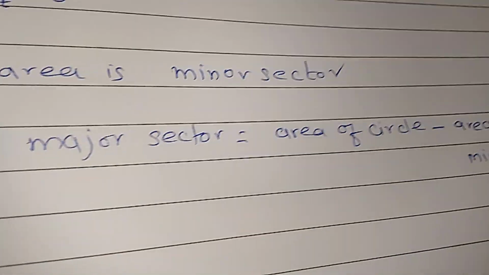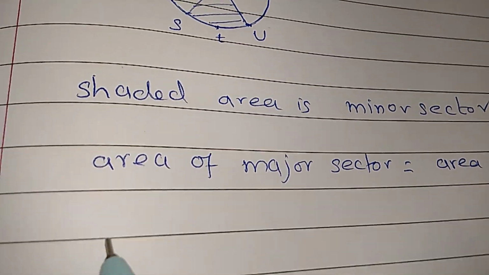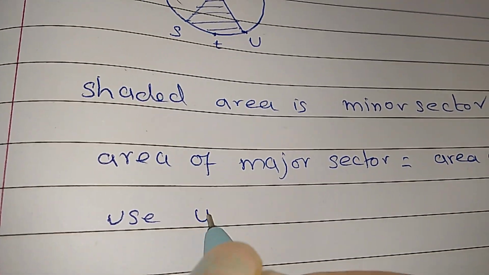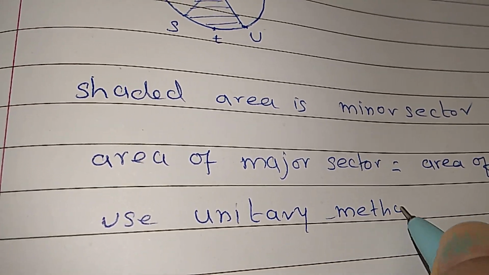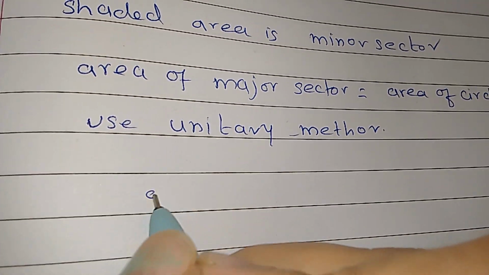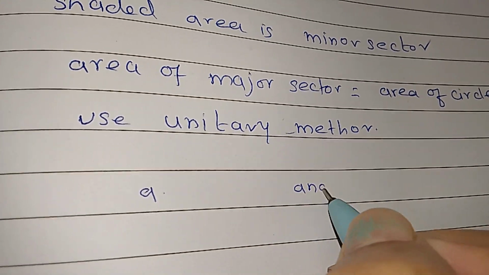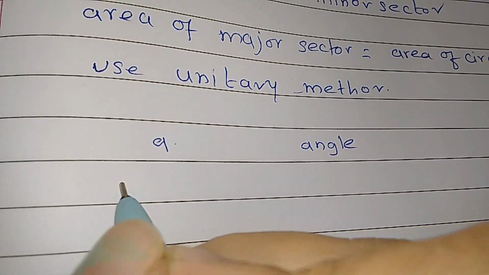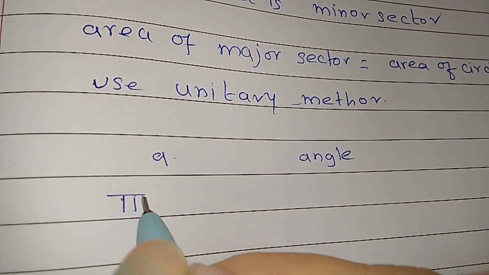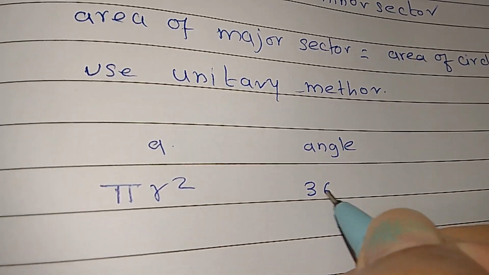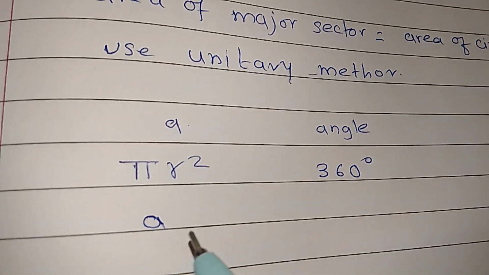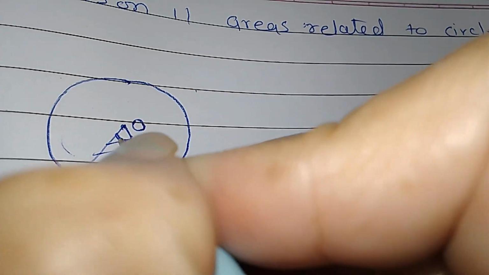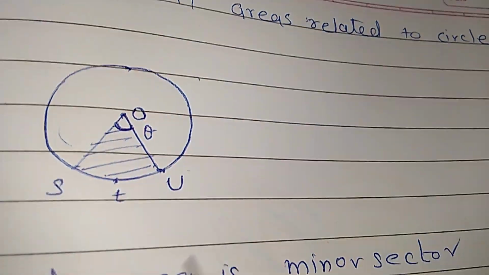So how to calculate the area of a minor sector? We will use the unitary method, that is area and angle. So for 360 degrees, the complete area is pi r square. For a small area, call it A, I am giving this angle as theta.